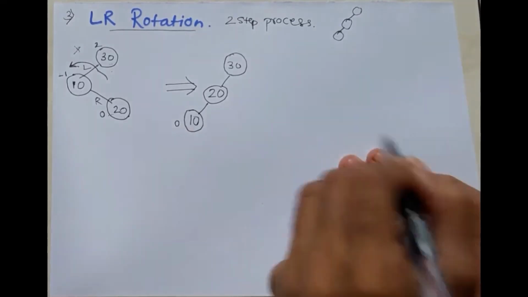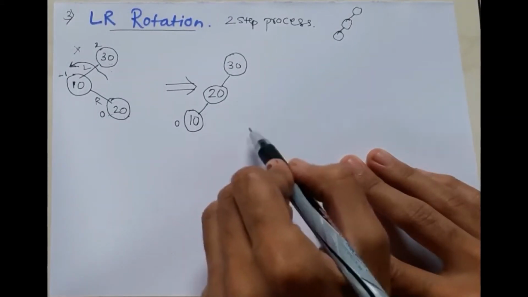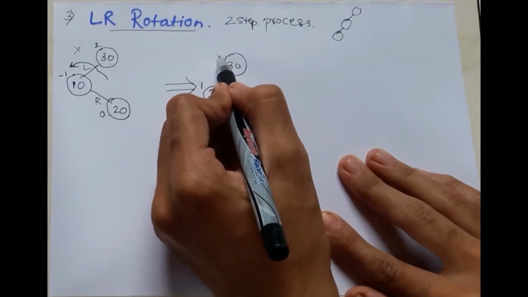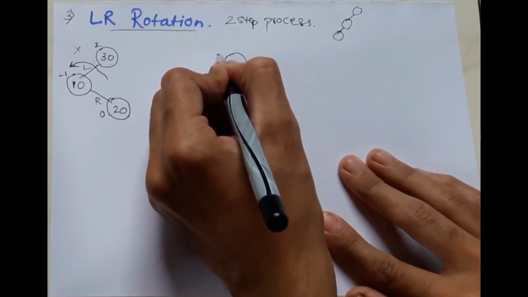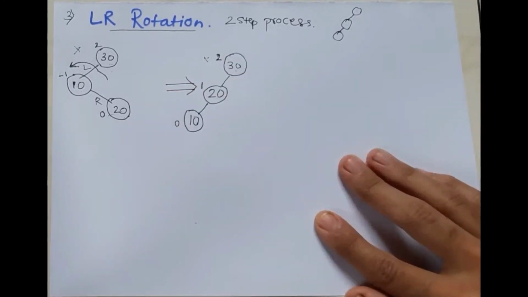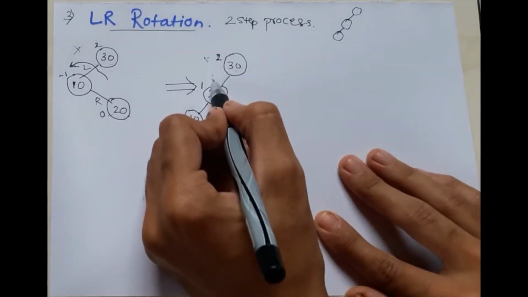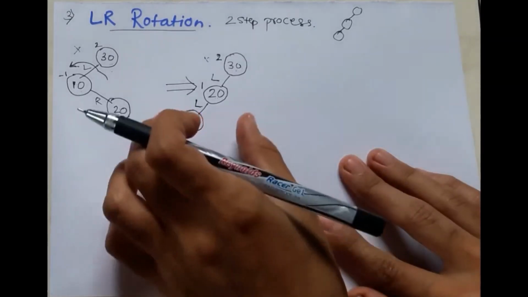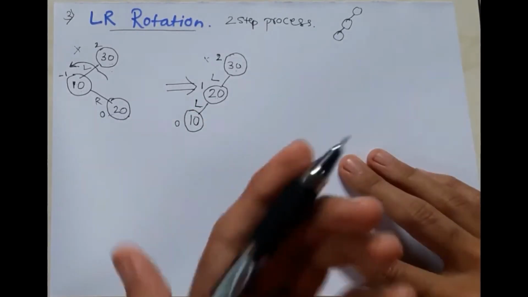So balance factors are 0, 20 is 1 minus 0, that is 1, and 30 is 2 minus 0, that is 2. So again the balance factor of node 30 is 2, which is not acceptable. And what is this? This is LL type of imbalance. So now we'll perform LL rotation. We have already seen that.